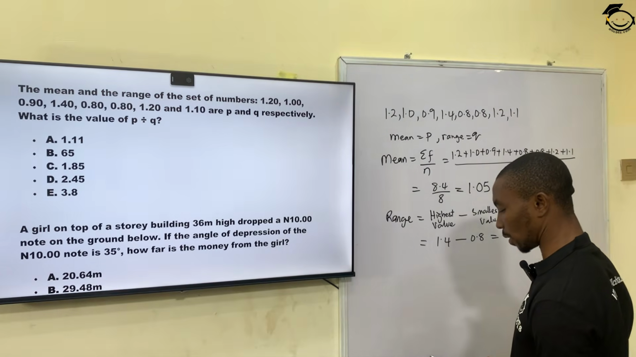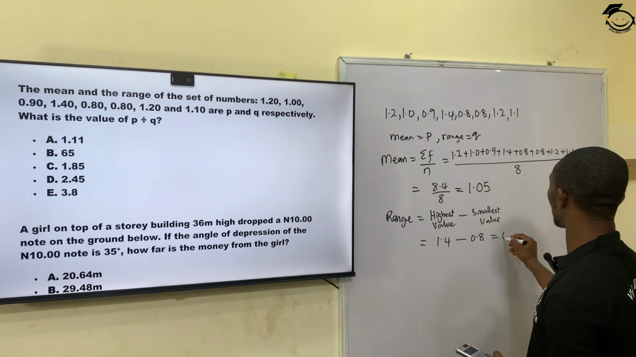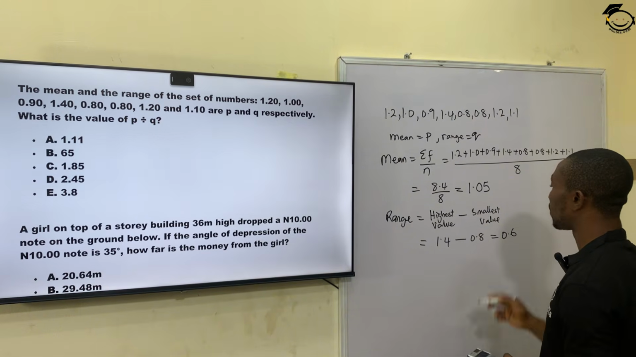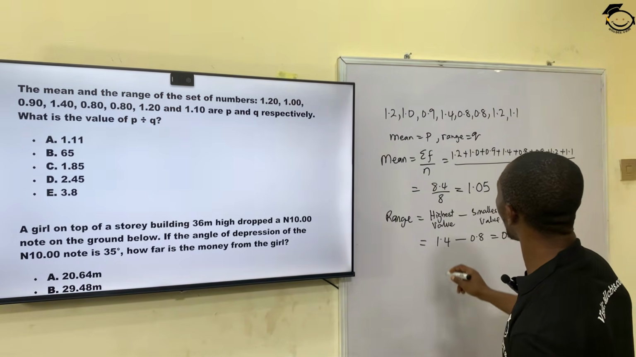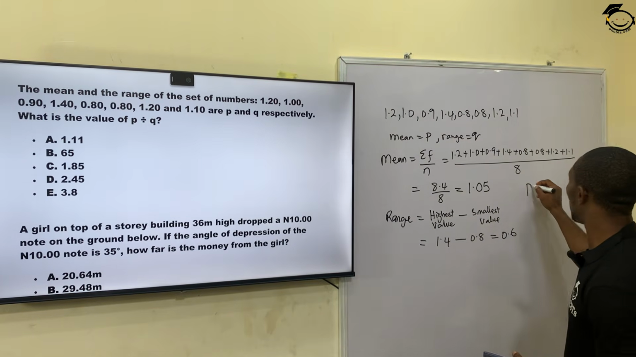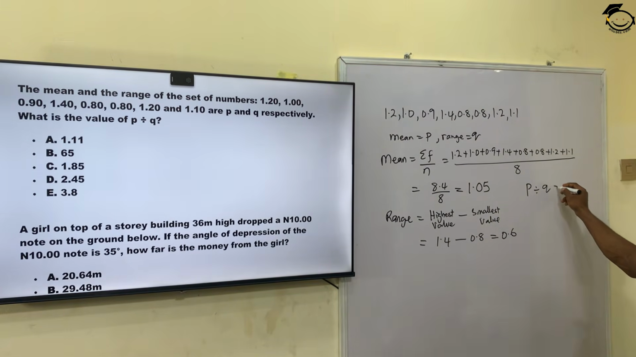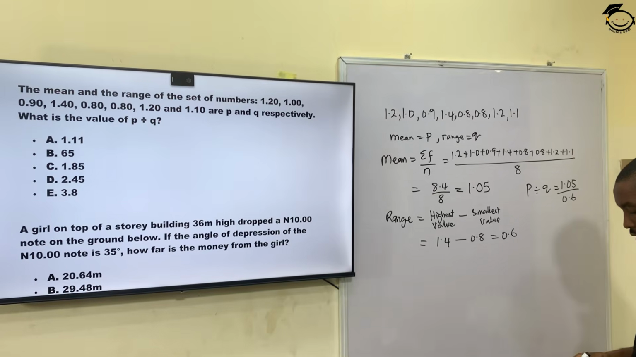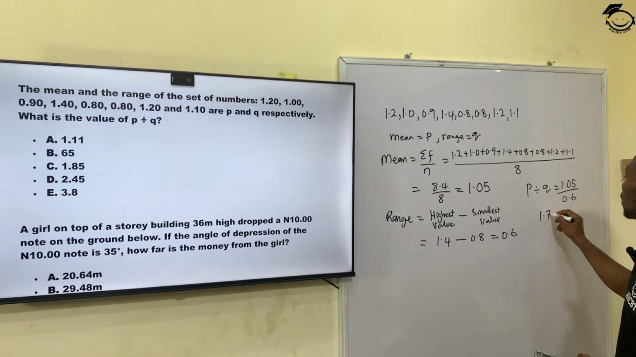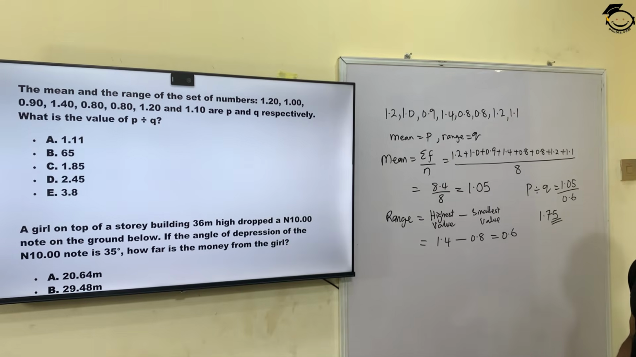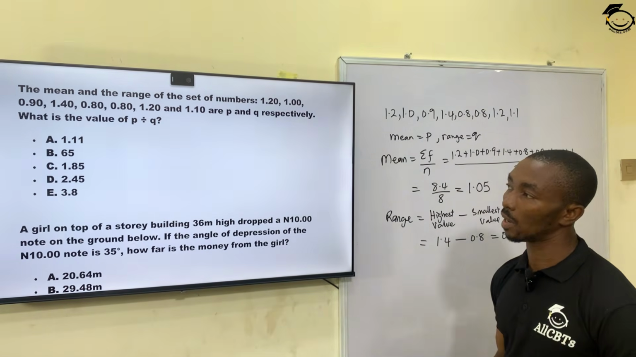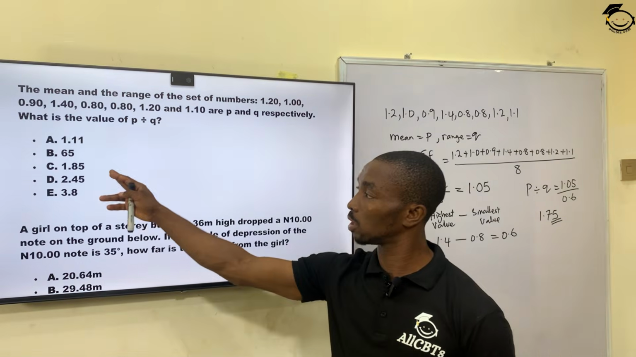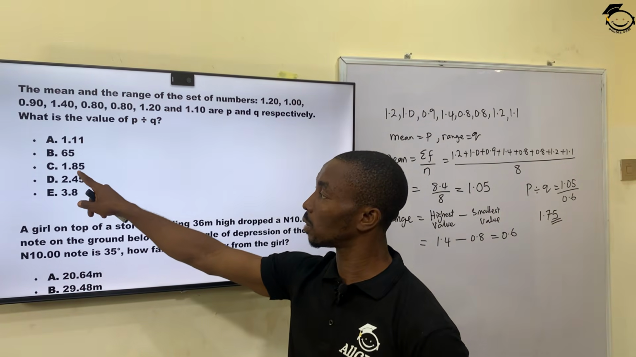1.4 minus 0.8 gives us 0.6. Okay? And we are asked to find our mean P divided by Q, which is 1.05 divided by 0.6. So 1.05 divided by 0.6 would give us 1.75. So our answer will be 1.75, which isn't here. So the closest answer will be 1.85.